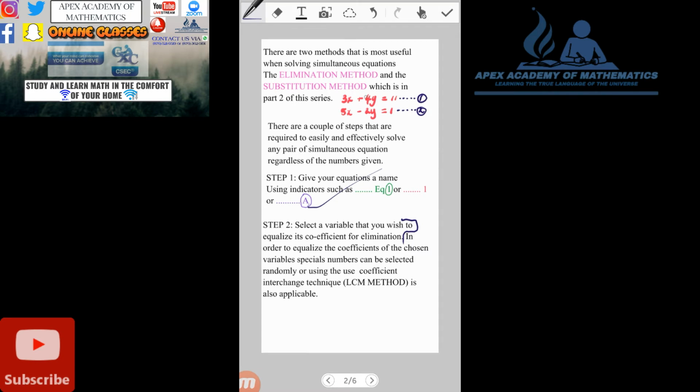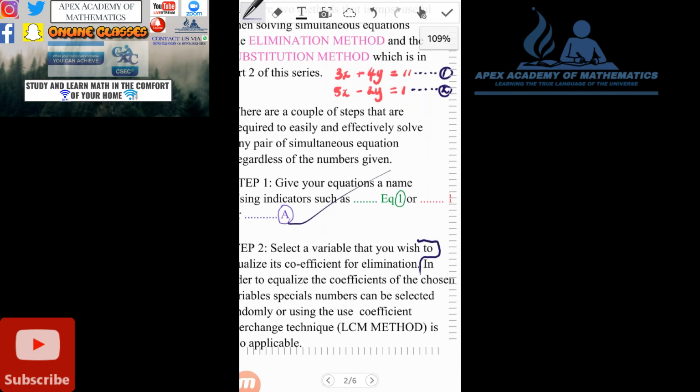For example, I will know right away that if I wanted to equalize to make the 4 and the 2 the same, I would just let this number remain as 2 by multiplying this equation by 1, and I will just multiply this equation here by 2 so that this number becomes 4. That you can do with experience. If I wanted to equalize the X's over here, I know right away that I would just multiply this equation by 5, and this equation by 3.